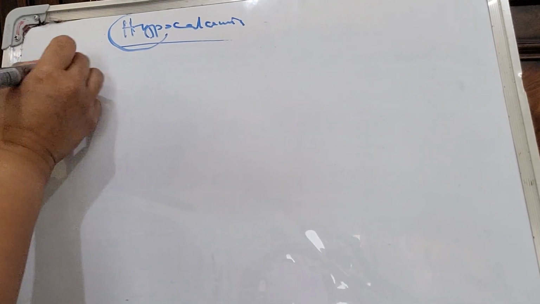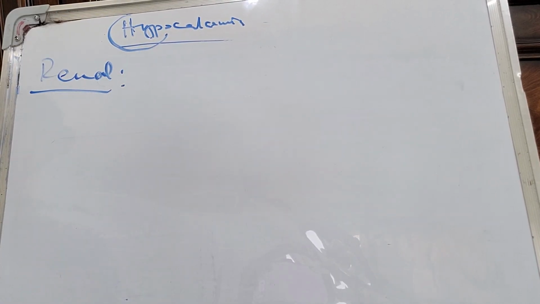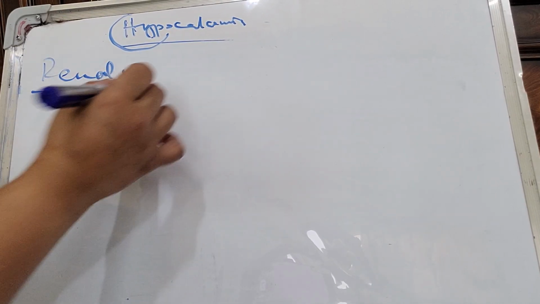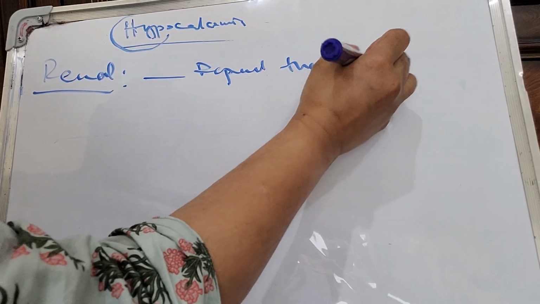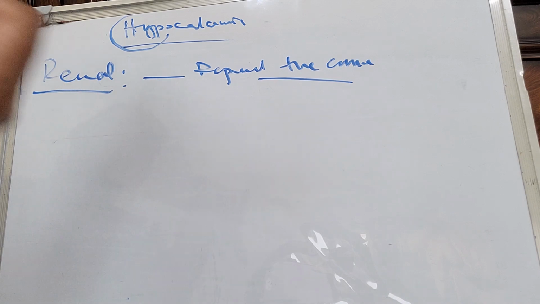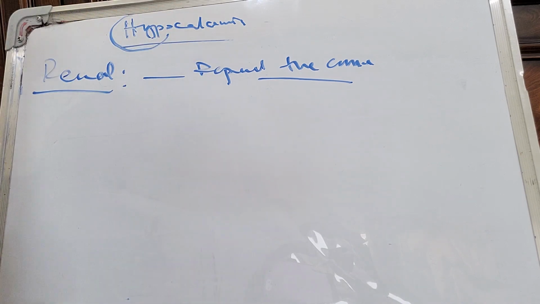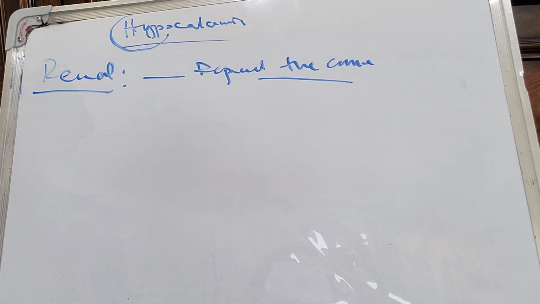Now if we talk about the renal system, how the renal system is affected by hypocalcemia, it depends on the cause. Either the patient has kidney failure or something related to laboratory tests. So it depends on the cause of the hypocalcemia.